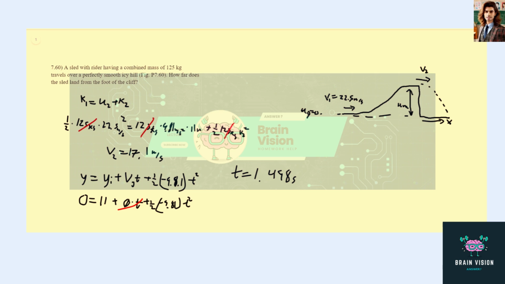And then simply, since that's the time it takes to fall 11 meters, that is also the time required to move horizontally. So we just take our position. It's going to be equal to v2 times t, and that's going to be equal to 25.52 meters.